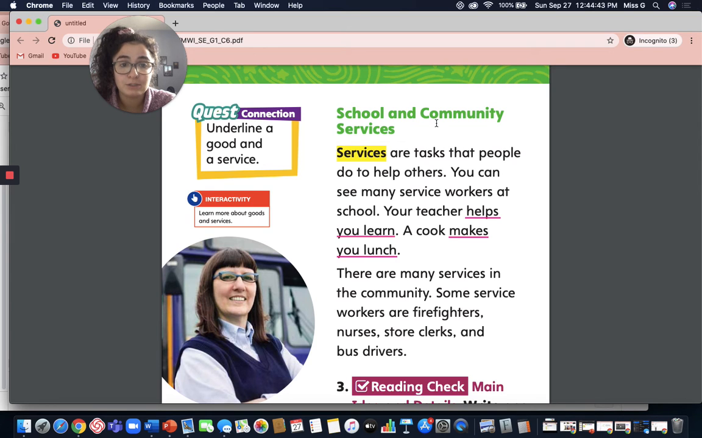School and community services. Services are tasks that people do to help others. You can see many service workers at school. Your teacher helps you learn. A cook makes you lunch. There are many services in the community. Some service workers are firefighters, nurses, store clerks, and bus drivers.